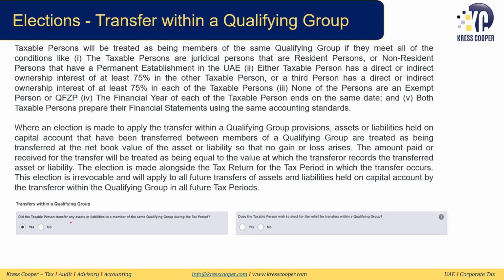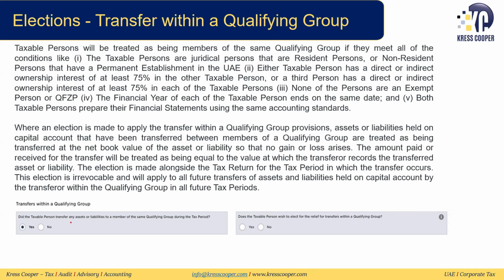The amount paid or received for the transfer will be treated as being equal to the value at which the transferor records the transferred asset or liability. So it is at book value. Now, this selection is again irrevocable, and it will apply to all future transfers of the assets and liabilities held on capital account by the transferor within the qualifying group in all the future tax periods.